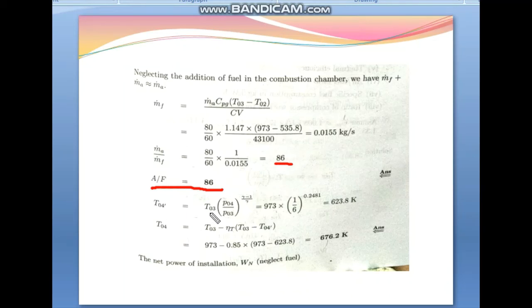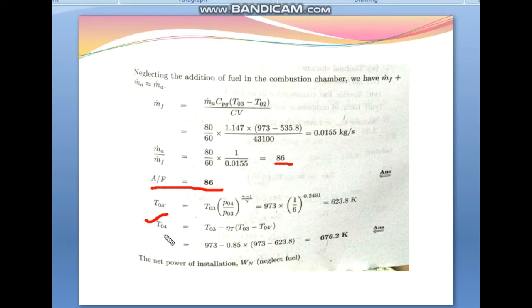So that is equal to T3 into (P4 by P3) to the power (gamma minus 1) by gamma, and the T3 value is 973 into P4 by P3, which is nothing but 1 by 6, to the power gamma of air, which is 1.4, so that is 0.2481. So the T4 dash becomes 623.8 Kelvin.